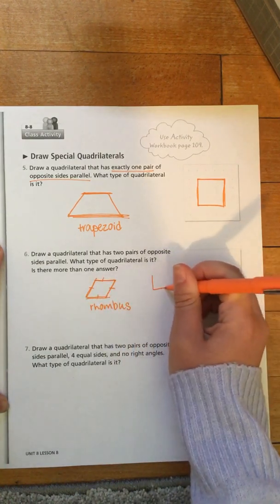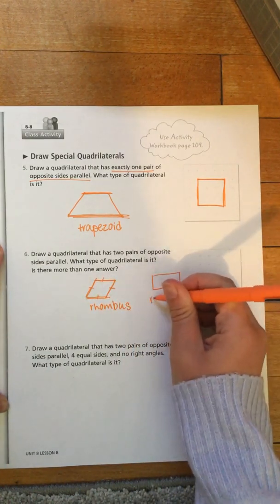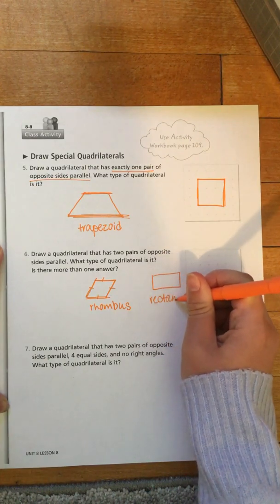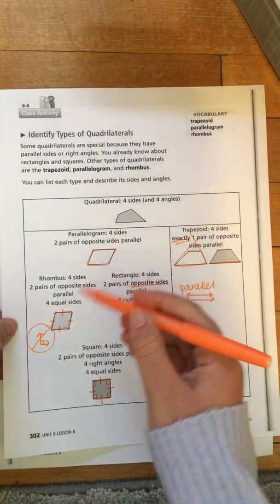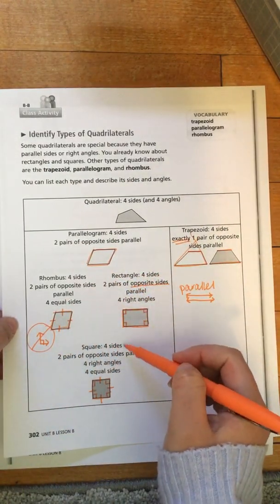Or I could do a rectangle. That has two pairs of opposite sides parallel. Actually, any of these four would work. All of these have two pairs of opposite sides parallel.